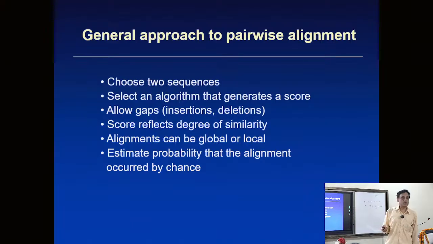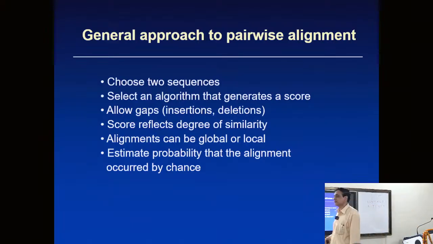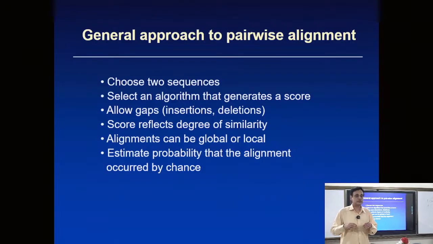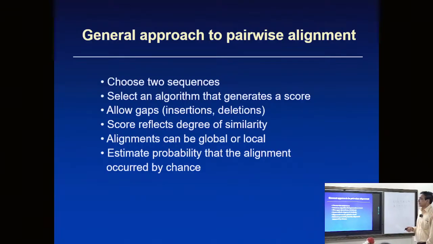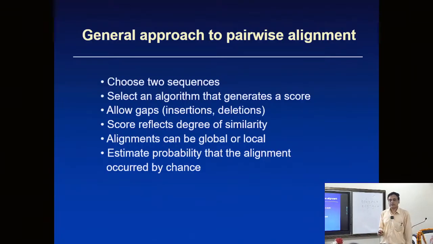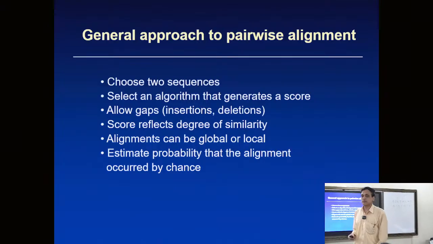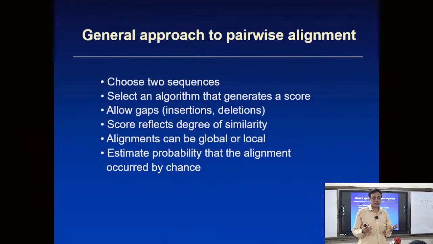Alignments can be global or local. So global alignment means that the entirety of two sequences have to be aligned. On the other hand, local alignment means that only regions in sequences have to be aligned. That's why local. Okay, and then you would want to assess whether the similarity score that has been computed is statistically significant or not.